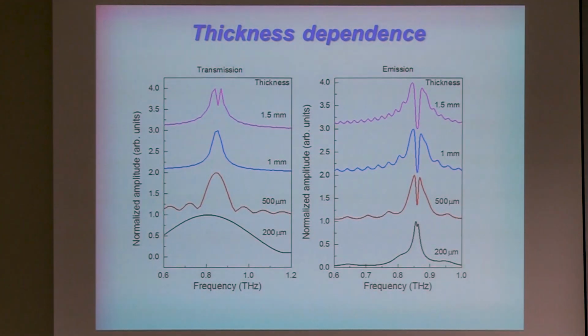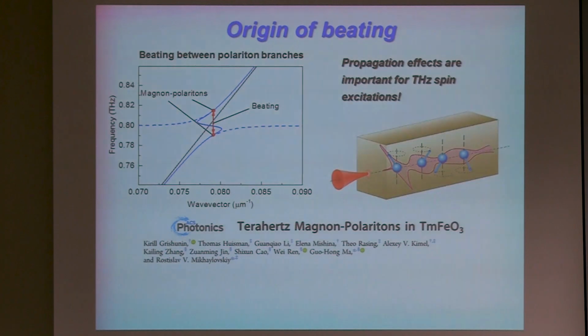We can also, in our calculation, vary the thickness of the sample, for both transmission and emission cases. And as you can see, the splitting of the mode becomes more and more pronounced as we increase the thickness of our sample. All these facts point to the fact that this beating arises from simple linear propagation of our magnons.